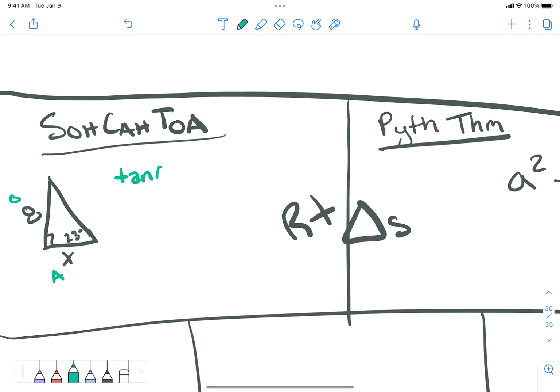So we would do tangent of 23 equals, would it be 8 over X or X over 8? O comes before A, so 8 over X. Now, what happens when X is in the bottom there? You switch those two places. So X equals 8 over tangent 23. If you need an example, you can write that one down.